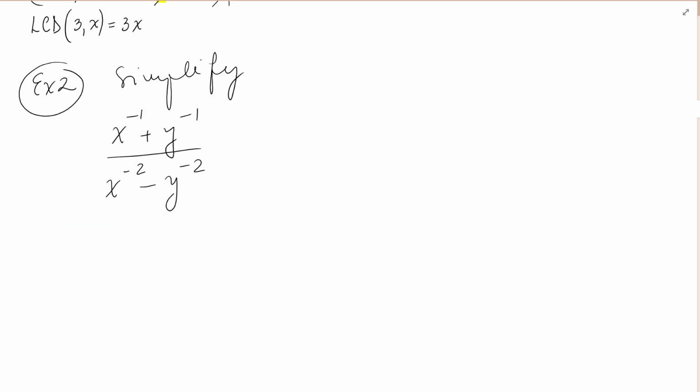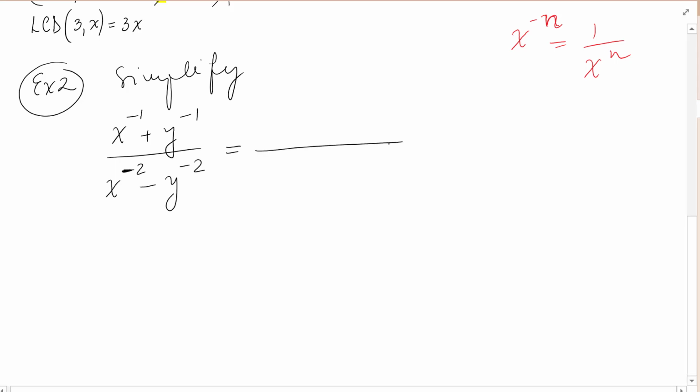Let's solve a second example. This example is a little bit different than the other one because it doesn't have specific fractions here. We'll have to come up with them. So let's remember that x to the negative n is 1 over x to the n. So I'm changing the negative exponents into positive exponents by writing 1 over them. So let's change each of them. x to the negative 1 is 1 over x, plus y to the negative 1 is 1 over y. The denominator is x to the negative 2, which is 1 over x to the second, minus y to the negative 2, it's 1 over y to the second.